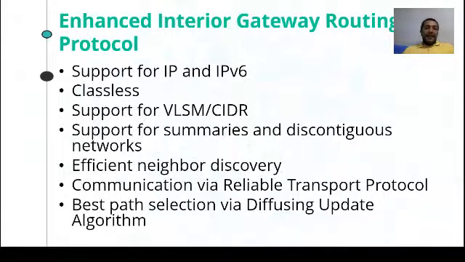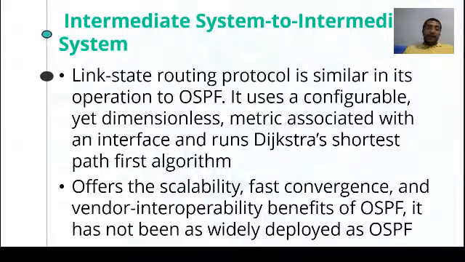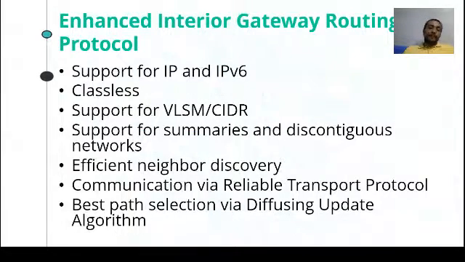So it supports IP and IPv6. It's classless. Also, it supports VLSM and CIDR. Supports summary and discontiguous network. Maganda yung kanyang neighbor discovery. Yung communication is by what we call Reliable Transport Protocol, and it uses the algorithm Diffusing Update. So yung OSPF natin, it uses Dijkstra. IS-IS natin, it uses Dijkstra as well. Yung RIP natin, it uses the Bellman-Ford algorithm. Sa EIGRP, it uses Diffusing Update Algorithm naman.